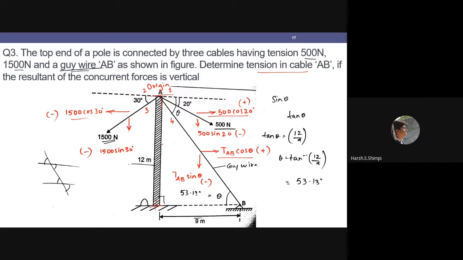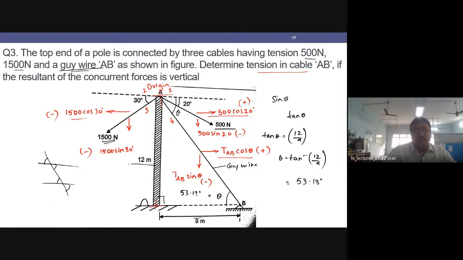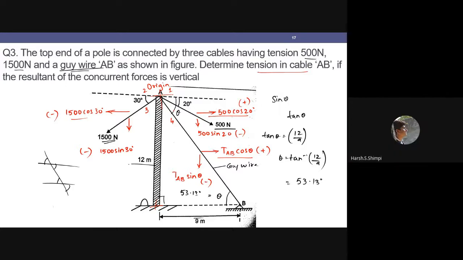I just want to ask, the dotted line and that vertical pole, they both are at 90 degrees to each other, no? Yes, they both are at 90 degrees to each other. This angle is 90 degrees.